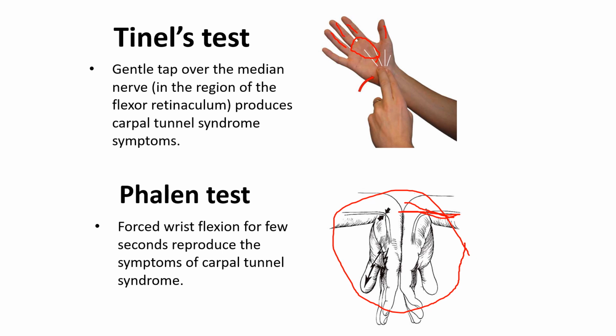There might be local injection of some drugs, and eventually failure of these treatment measures will lead to surgical treatment in which the median nerve is released from the carpal tunnel. With this we end the upper limb anatomy.